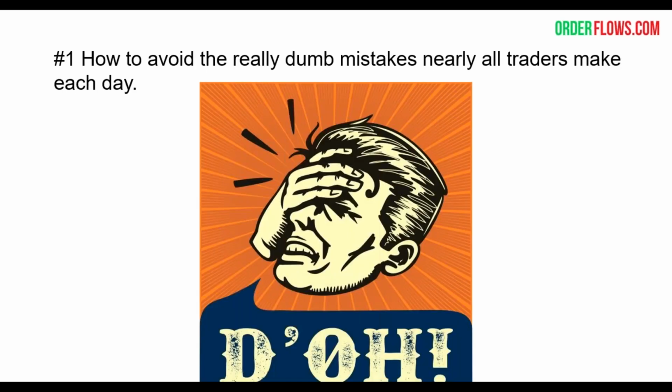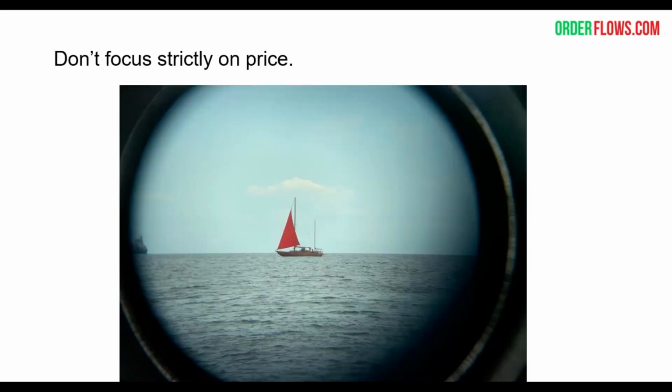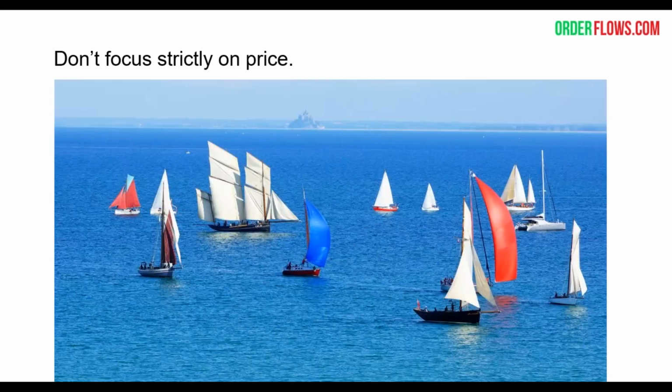So the first thing I'll talk about is how to avoid the really dumb mistakes nearly all traders make each day. And that mistake, in my opinion, is they focus strictly on price, right? They're just looking at one thing in the market, and that is price. Well, price traded 42.27, okay? They're now trading 42.27 and a quarter. They're just focusing on that. They're not looking at the bigger picture, right? They're not seeing where the other ships are, so to speak, right? If you look into the telescope, you could just see that one little bit of information. Really what you need to do is take a step back and see where everything else is in the market that's happening.